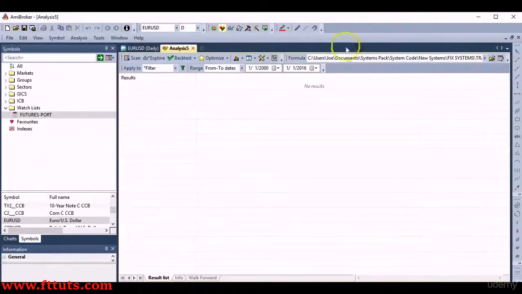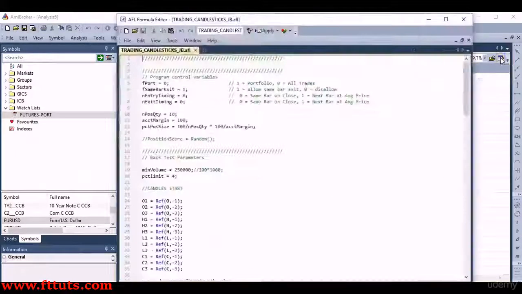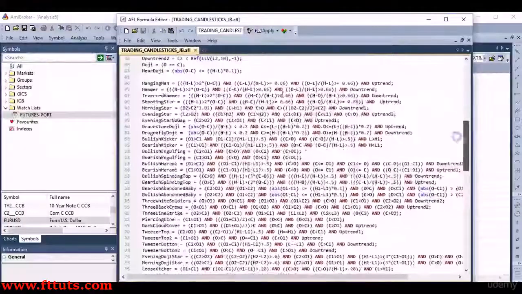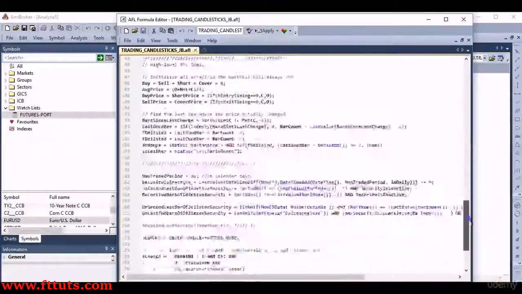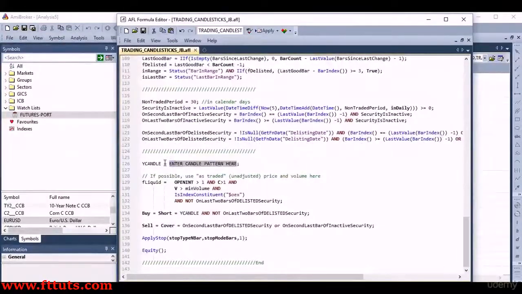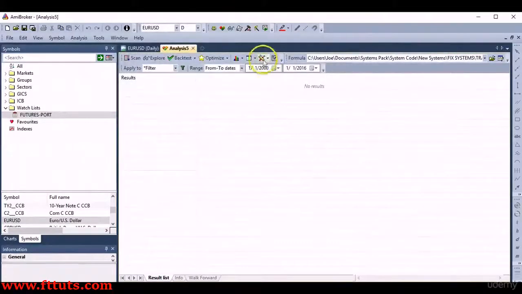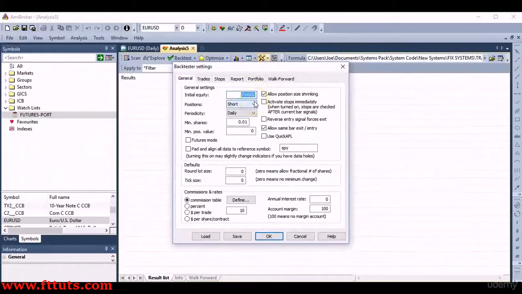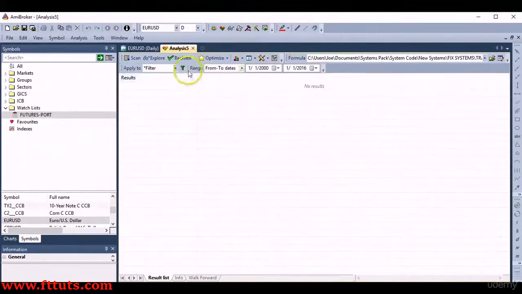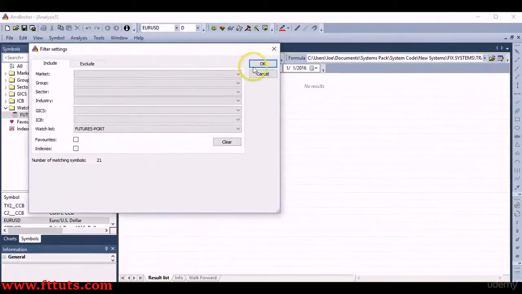So the first thing I'm going to do is load up my system template, which I've already set up. So all I need to do is change the candle type to hanging man, set the trade price and set the holding period to 1 day. Now we're going to make sure that this is a short only test. We want to sell short the market whenever we see a hanging man, and we're going to do this on daily time frames with no commissions. I'll select my watch list of markets and then we're going to run the test on the data.